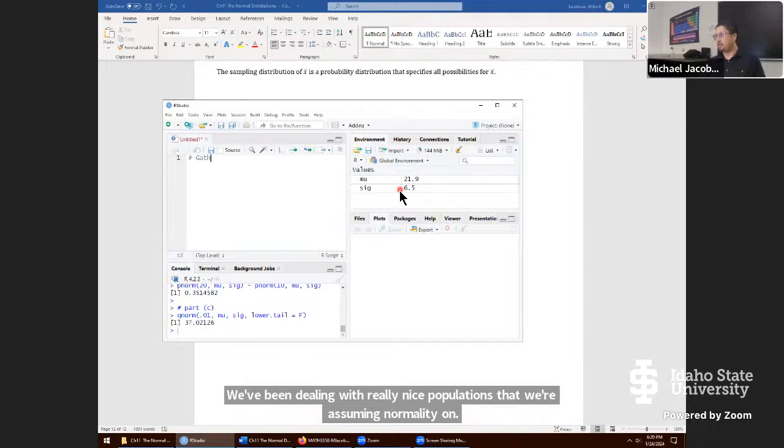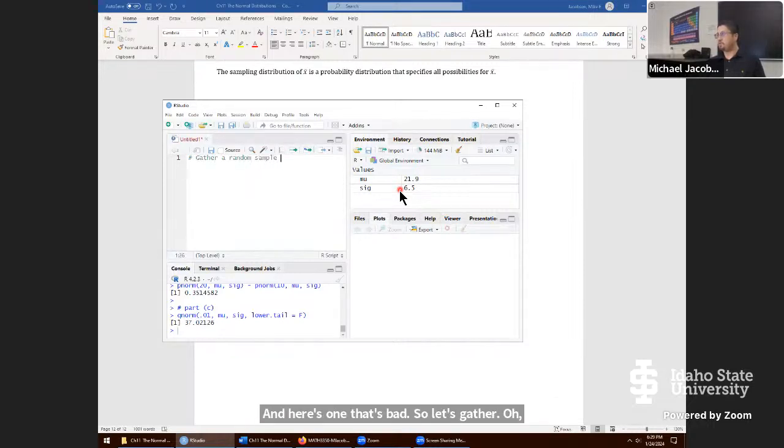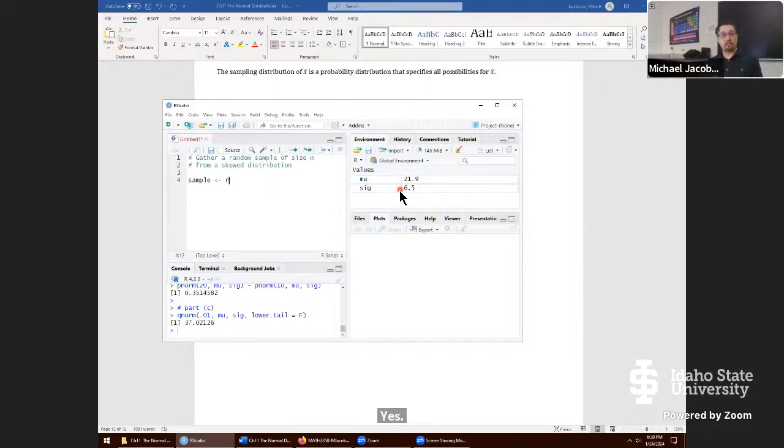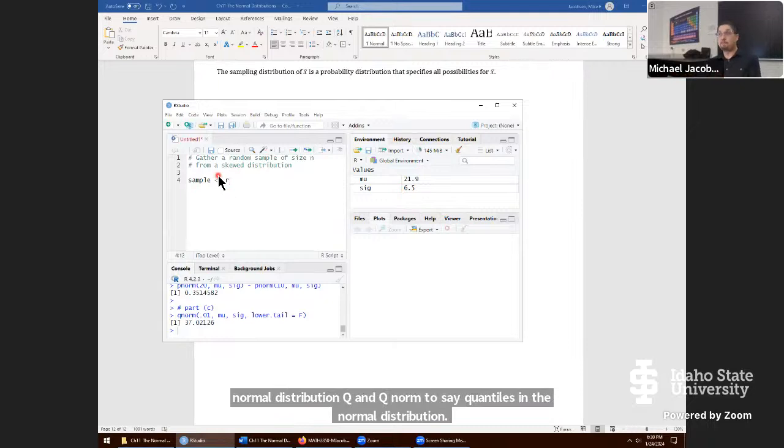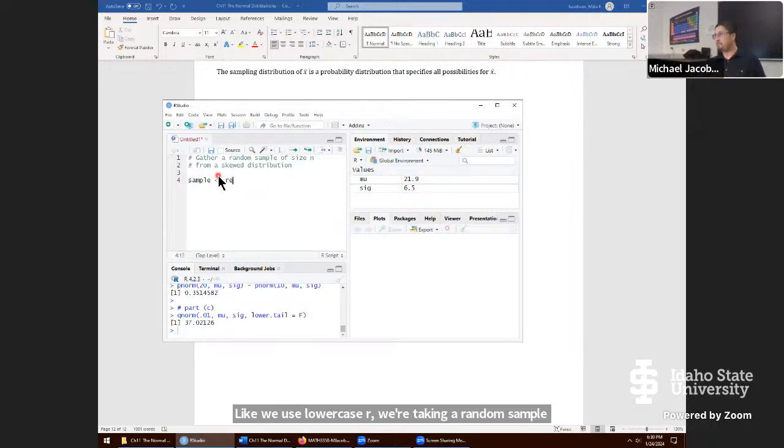So let's gather a random sample of size n from a skewed distribution. The distribution I'm thinking about is going to be the exponential one. Here's how we can make this happen. Let's say sample gets R. We use P as in P norm to say the probability in the normal distribution, Q in Q norm to say quantiles in the normal distribution. But if we use lowercase r, we're taking a random sample from a distribution. I want to take a random sample from the exponential distribution to force it to be skewed.